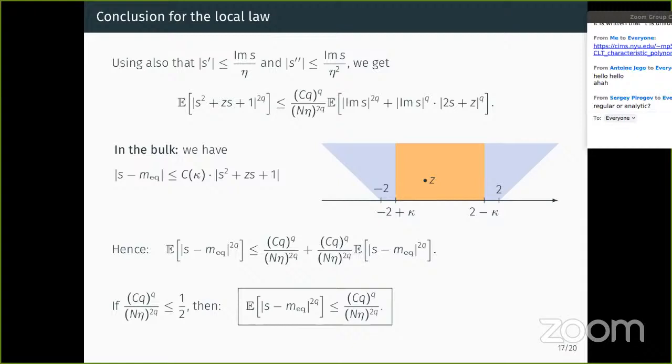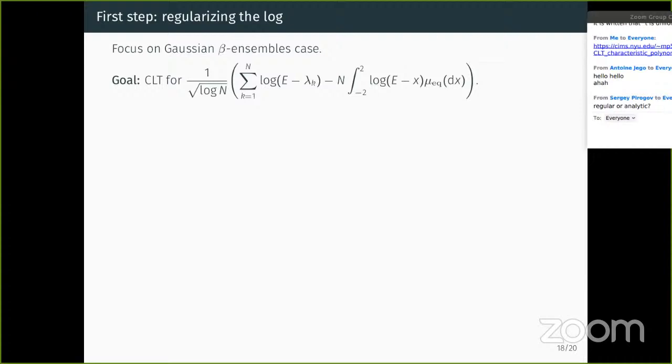for the proof of the local law. Now, how do we get the central limit theorem from the local law? Okay. There are two steps in the proof, and they are really complementary. The first step is to regularize the log. So I said at some point that if you take the central limit theorem proved by Johansson and plug in f equal to the log, the variance is just infinite. And I said that the truth should be given by a logarithm which is regularized at scale 1 over n. So that's what we want to do, the first step.